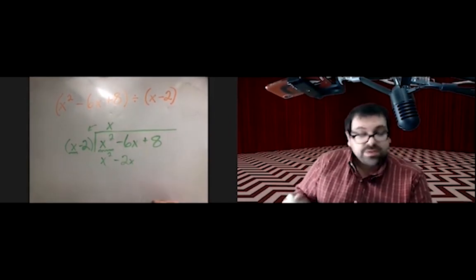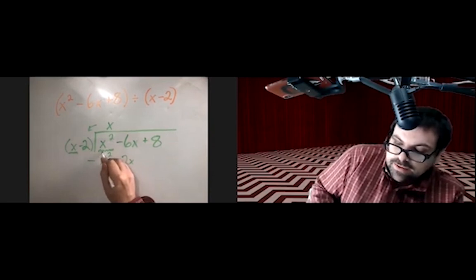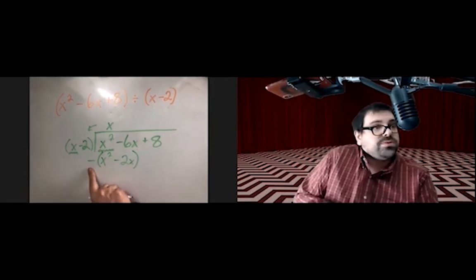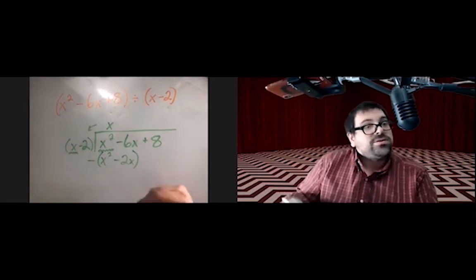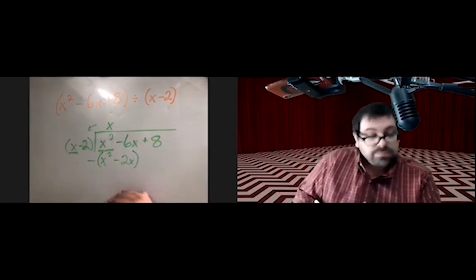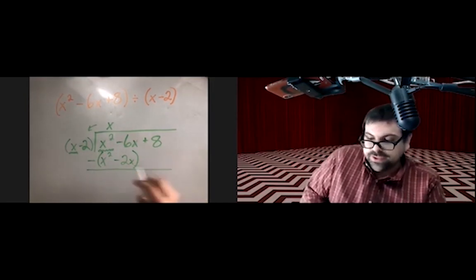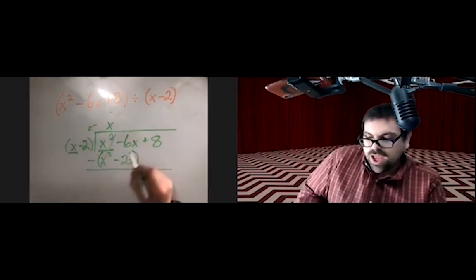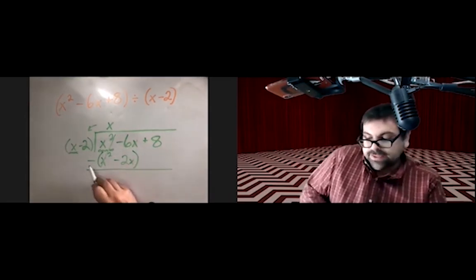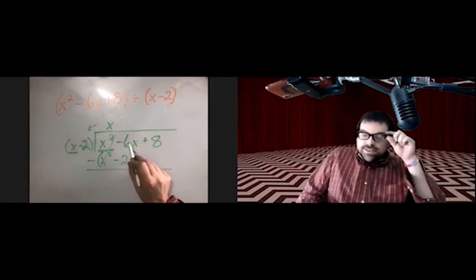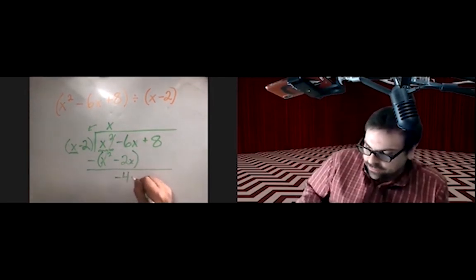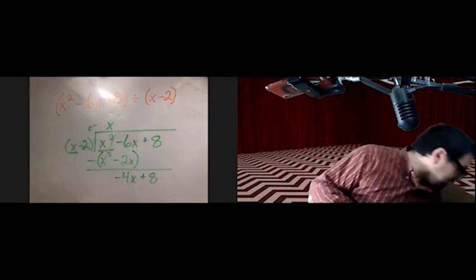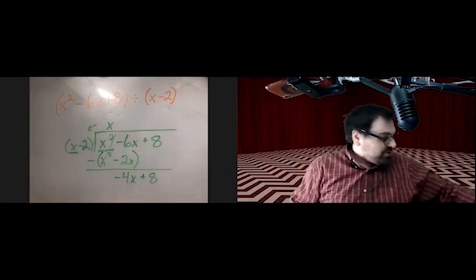Just like in the normal division problem, we are going to subtract. But when we subtract, keep in mind that's the entire thing. We're not just subtracting the x squared, we're also subtracting the negative 2x, which means that turns into minus a negative, plus. So let's do this. X squared minus x squared cancels away. Negative 6x minus negative 2x is negative 6x plus 2x, negative 4x. Bring down the rest, plus 8. So very similar steps to the regular long division.